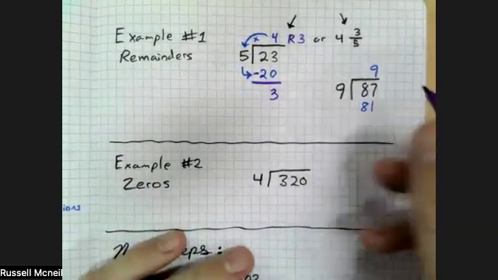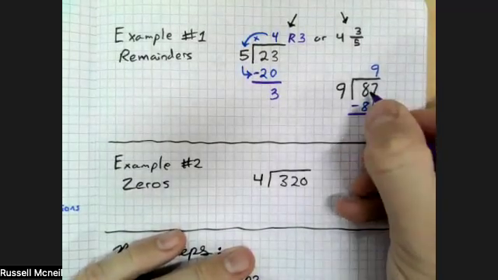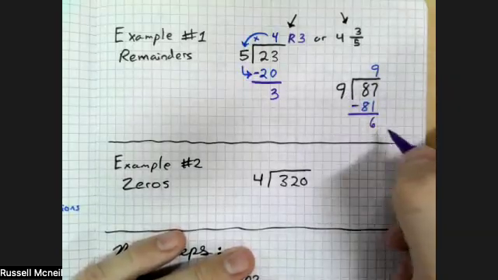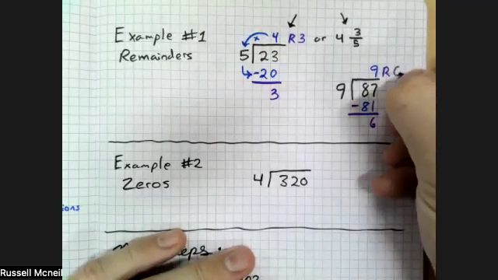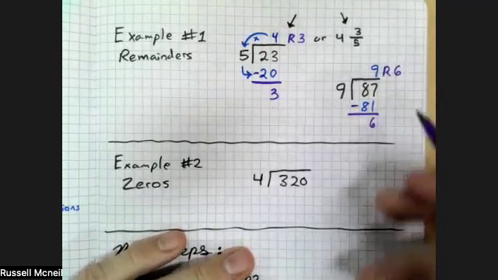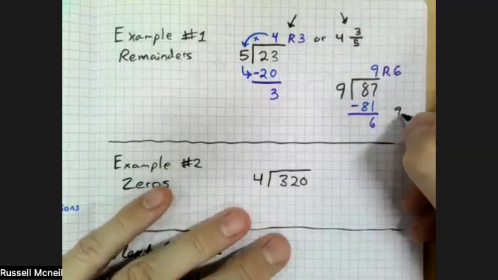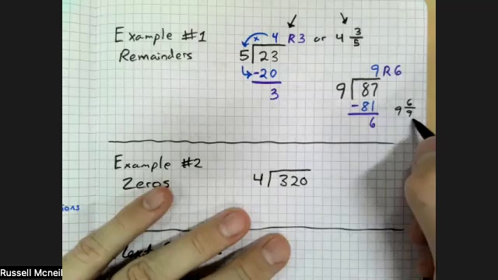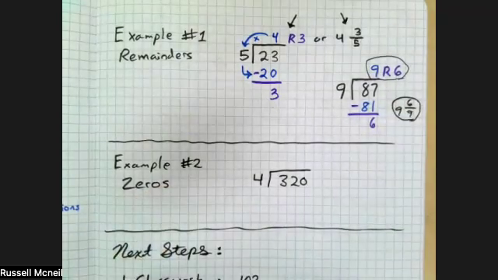Next step, subtract. 7 minus 1 is 6. 8 minus 8 is 0. I don't need a leading 0. I have something left over. 9 can't go into 6. So I'm going to write 9 R 6 for remainder. And if you wanted to do that extra fifth grade step, it would be 9 6/9. You could even reduce that further. So a correct answer, also a correct answer.